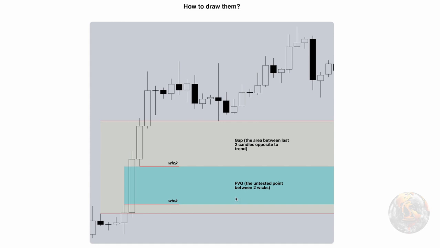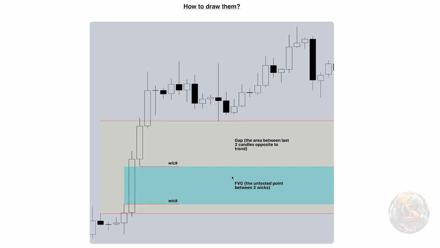It is the untested point between two wicks, either side of an impulse candle. So you have an impulse candle. The very nature of an impulse candle is inefficient because it moves very far in one direction with no pullback. In the candle before that, there will have been an upper wick, and in the candle after that, there will generally be a lower wick. You draw the gap between them, and that is your FVG.